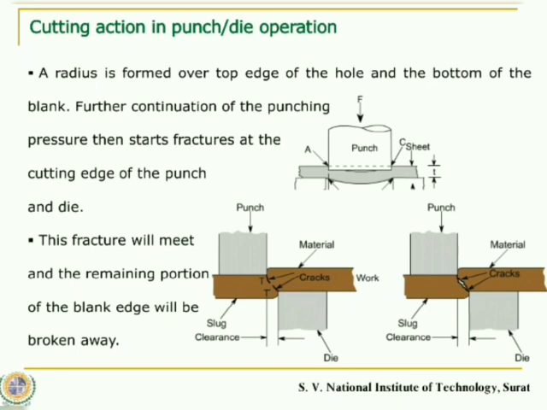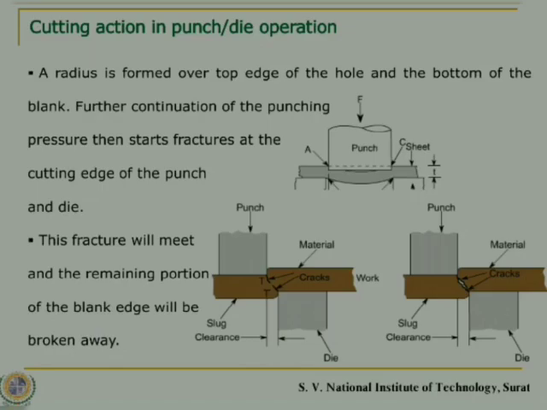This would result into the formation of a radius over the top edge of the hole and the bottom of the blank. Further continuation of the punching pressure would initiate the fracture at the cutting edges of the punch as well as the die. This fracture would continue and will eventually meet, and hence the remaining portion of the blank edge will be broken away.